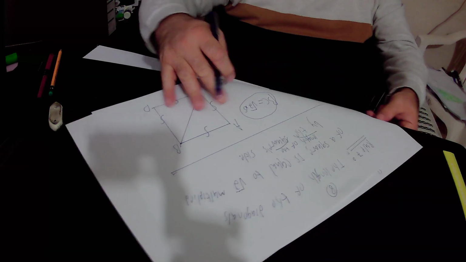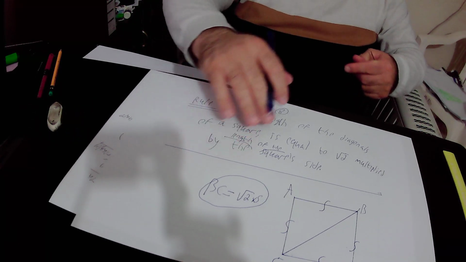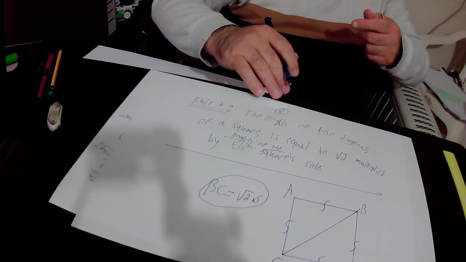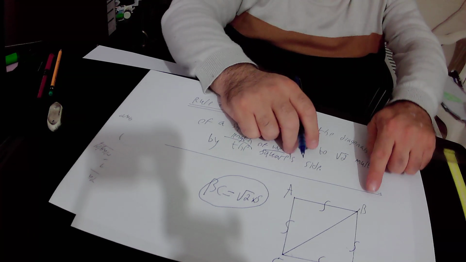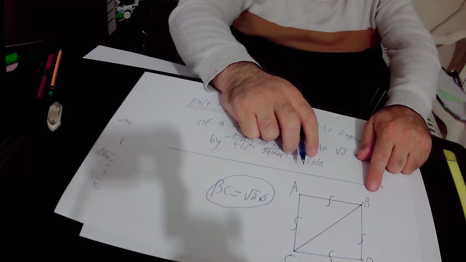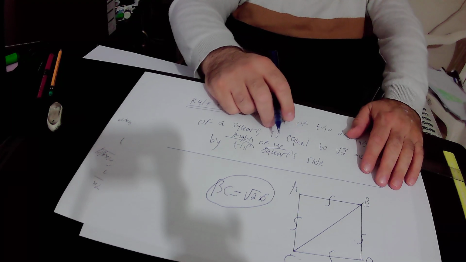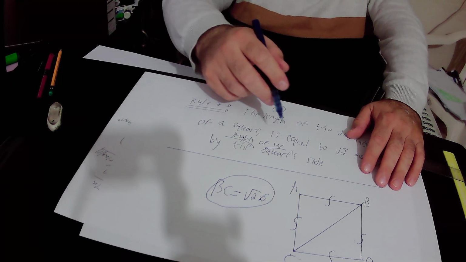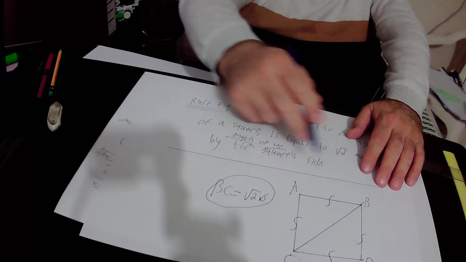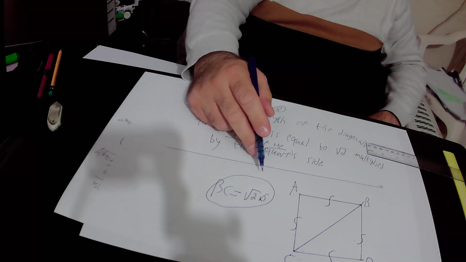I'll repeat again. If we know that the length of one side of square ABCD is equal to S units, then the length of diagonal BC of square ABCD will be equal to square root of 2 times S.